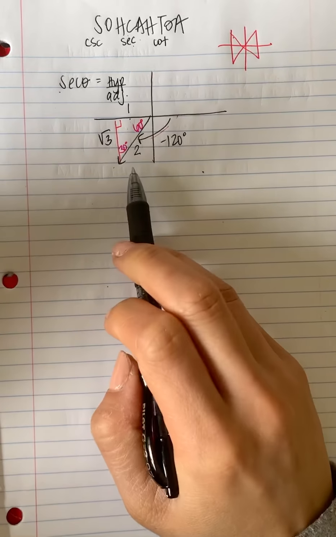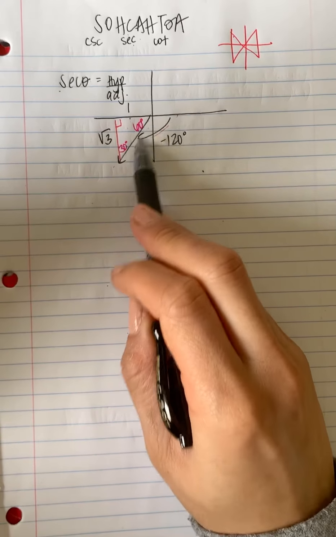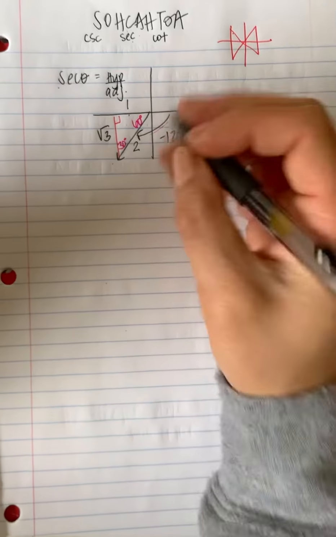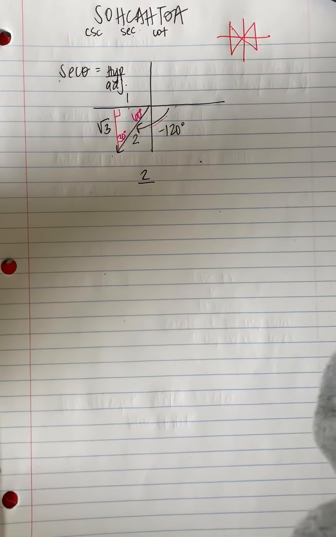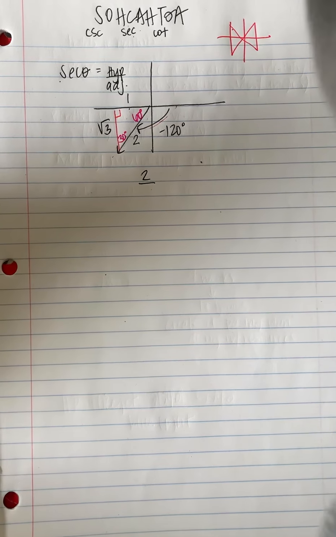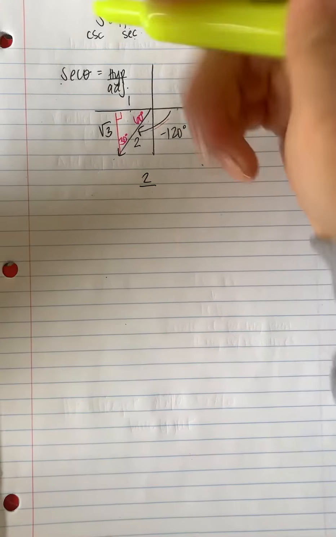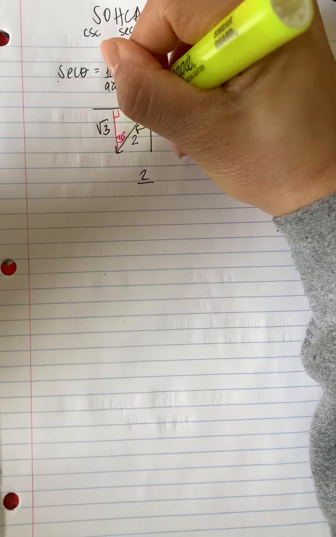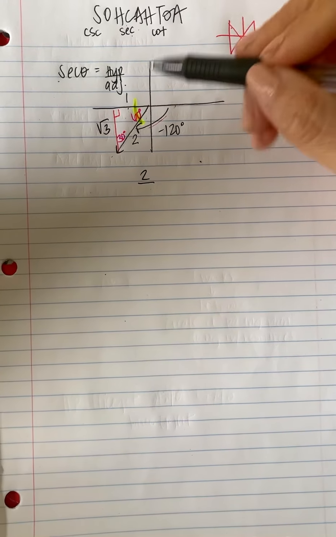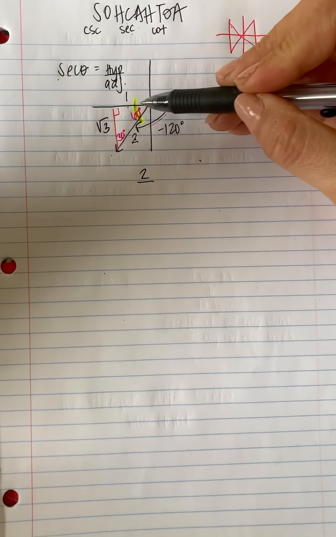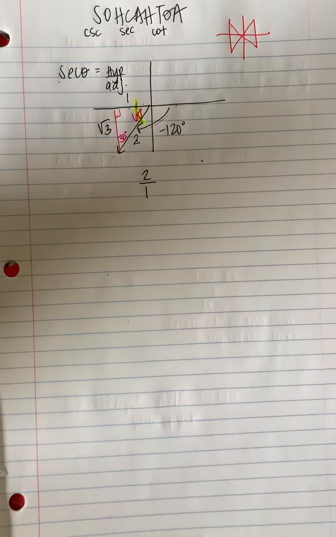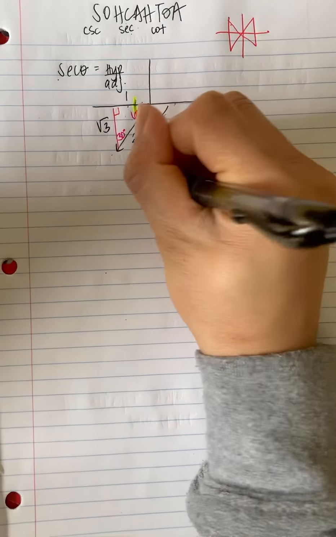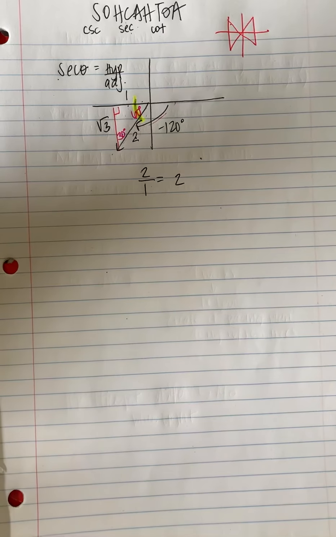So in this case, if I look at this triangle, this right here is my hypotenuse, which is 2. And remember, we're focused on this angle here, the 60 degrees. So the hypotenuse is 2, the side that's adjacent to 60 is 1. So my answer is 2 over 1. You could simplify this to 2.